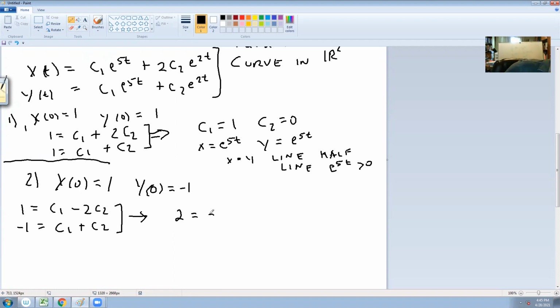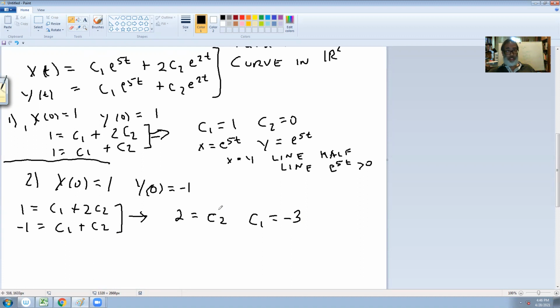let's see, it's right here. That's negative 1. And let's see here. Ooh, this is not a minus, darn it. That's a plus. That's my bad. So what I have now, that's going to be 2 is equal to C2, because 2 minus 1 is 1. So C2 is equal to 2, and that means C1 has to equal negative 3.